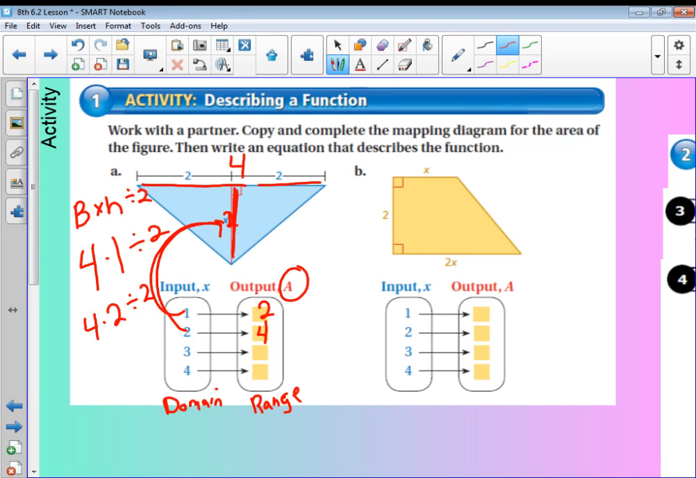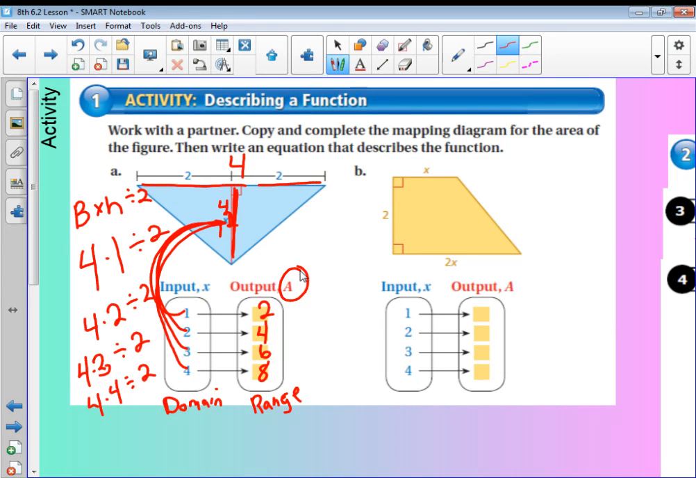Okay. Then we're going to go ahead and substitute in, again, a 3. So we have 4 times 3, which is 12, divided by 2, which would give us 6. And then we'll put our 4 in there. So we're going to do 4 times 4 divided by 2. So 4 times 4 is 16, divided by 2 would give us 8 for our output, or our range.